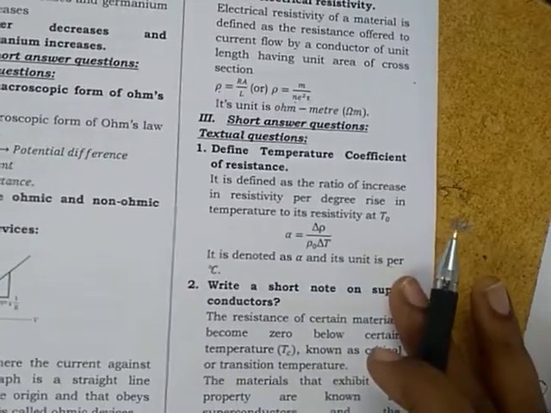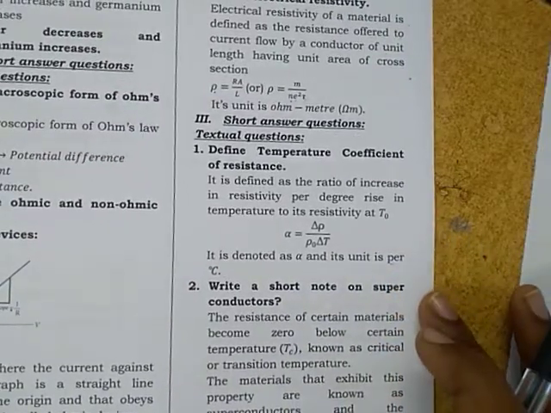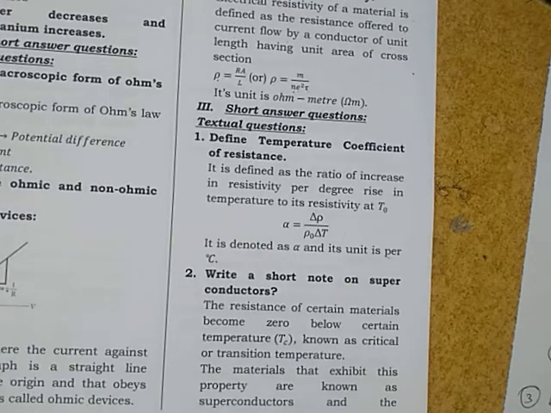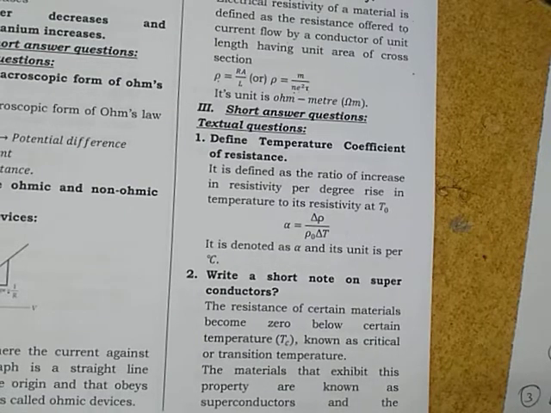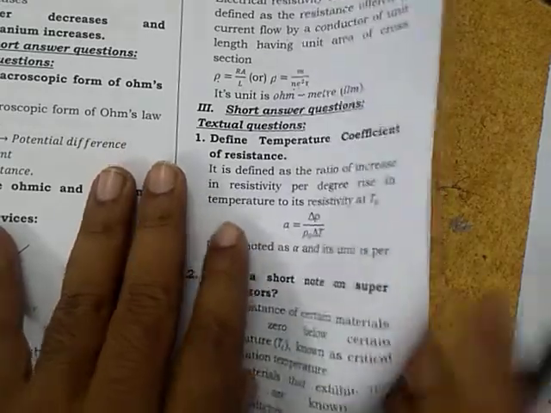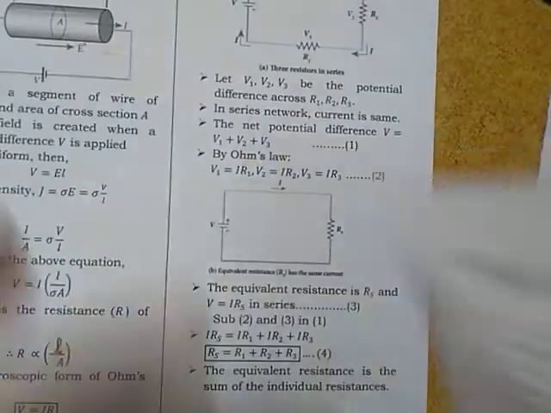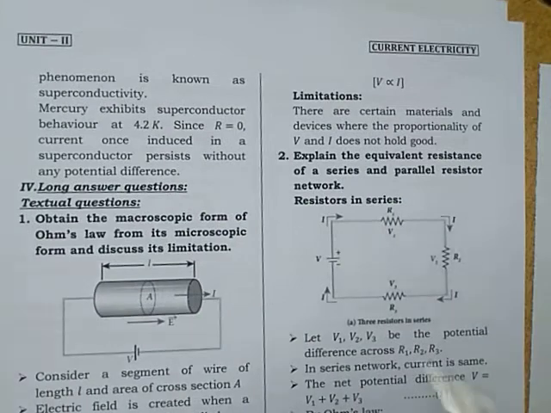Then write a short note on superconductors. The devices that allow current with zero resistance are known as superconductors. The resistance of certain materials becomes zero below a certain temperature. That temperature is known as the critical temperature or transition temperature. The materials that exhibit this property are known as superconductors, and the phenomenon is known as superconductivity. For example, mercury.